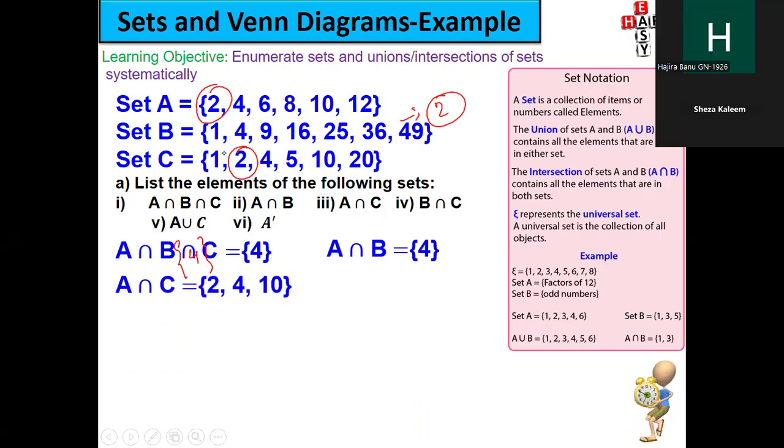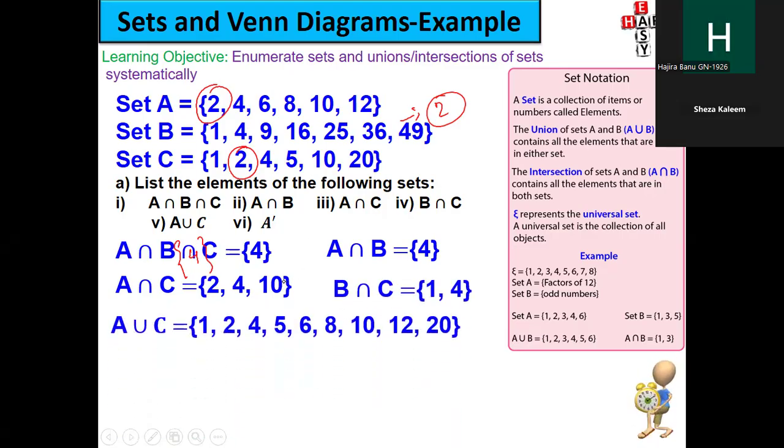A intersection C, there will be 2 because 2 is common, 4 is common between A and C, and even 10 is common, so 2, 4, 10. Then B intersection C, 1 and 4 both are common between B and C, so 1 and 4. Then A union C will be simply combining A and C together.